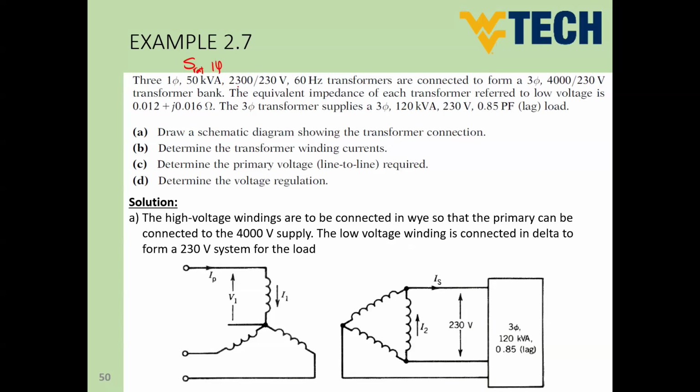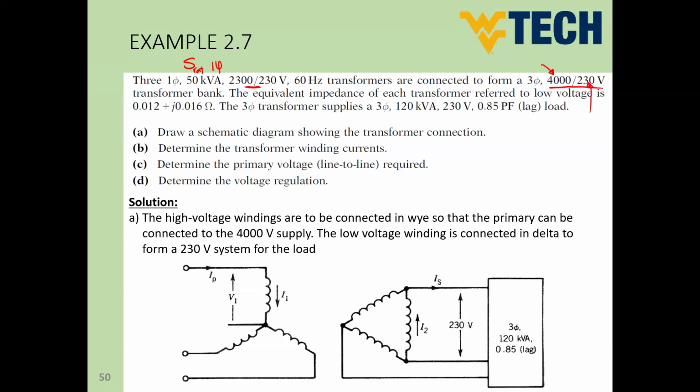And every single phase transformer is 2300 volt to 230 volt. So this is the volt of one single transformer. So these 3 transformers, guys, are connected to form a 3-phase 4000/230 volt. For sure, guys, in 3-phase, all of the time we refer to the line-to-line volt. So the 4000 here represents the V line of the primary side, and the 230 represents the V line of the secondary side.